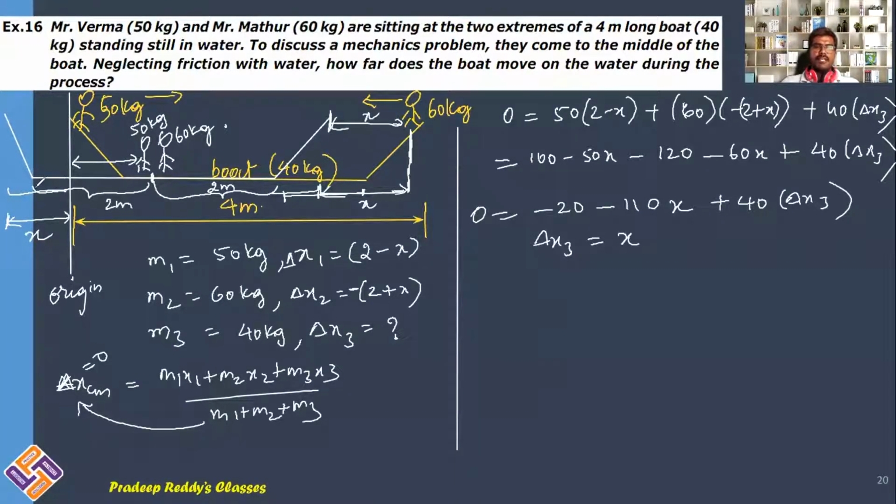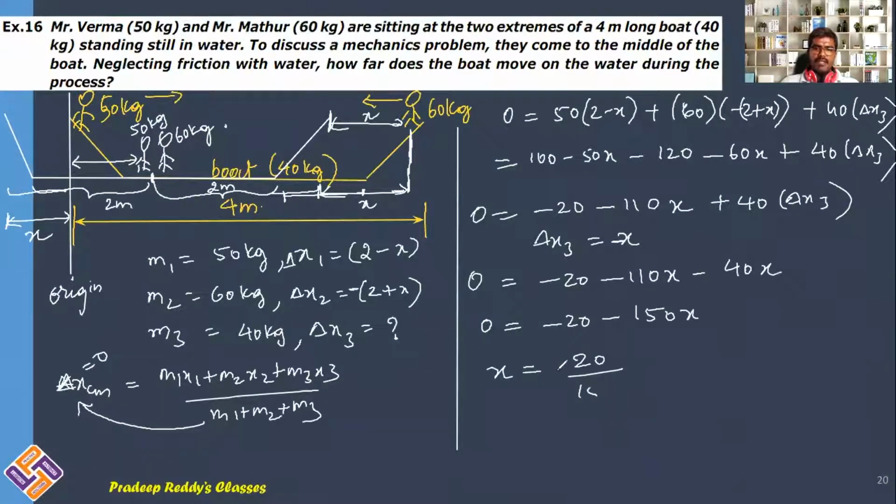We are considering that the boat has been shifted along the x-axis, so I am considering it as x. That x is to the left side, so it should be minus x. So I will substitute that here. 0 is equal to minus 20 minus 110x minus 40 into x. Right? This is equal to minus 20 minus 150x is equal to 0. This gives you x is equal to 20 divided by 150, and this is minus.